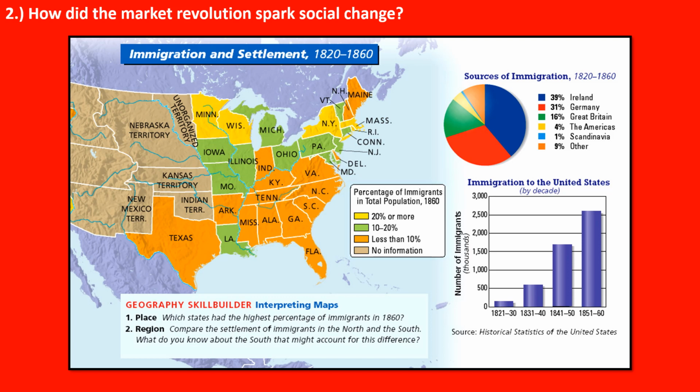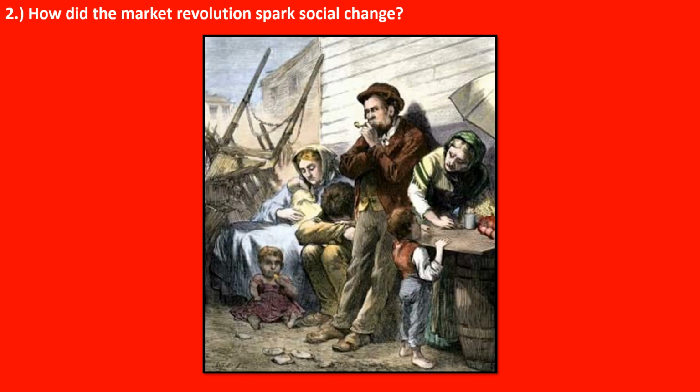Now, increased demand for industrial production led to increased immigration into the United States. Between 1840 and 1860, over 4 million immigrants arrived in the US. Most of these were German and Irish. The largest group was the Irish. They were fleeing the potato famine in Ireland.